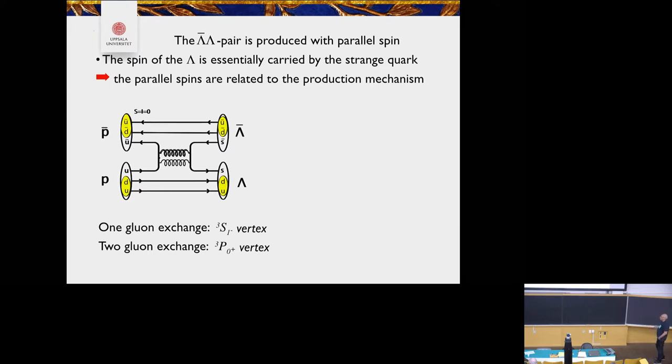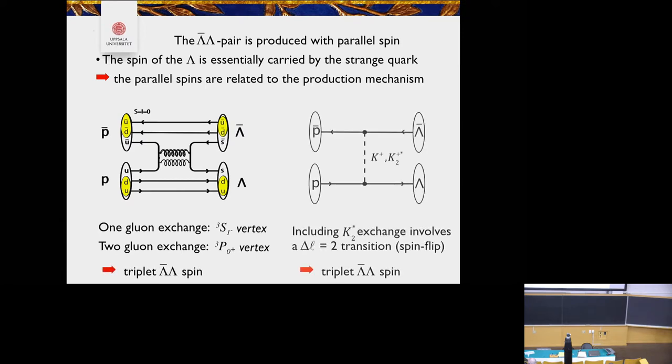What about these meson exchange models? Well, in fact, to get a good description of the data, it's not enough to just exchange a K plus. You have to add a tensor transition. And including a K star 2 exchange, you have the spin flip involved, and that also induces a triplet spin.